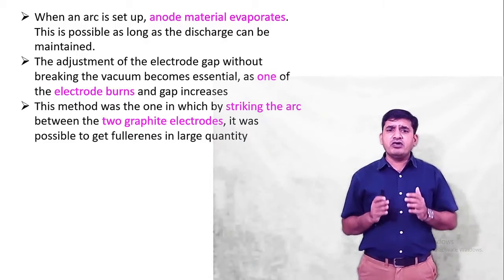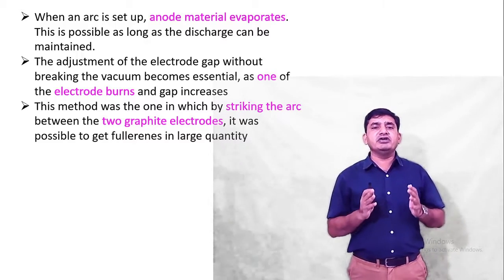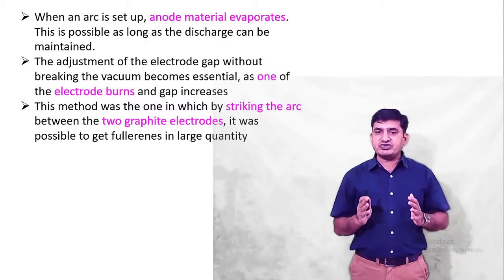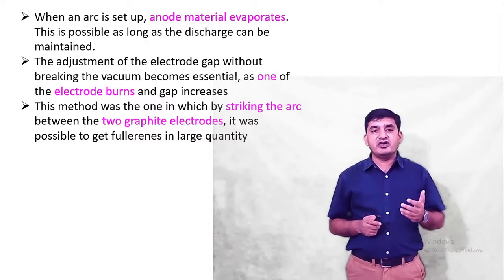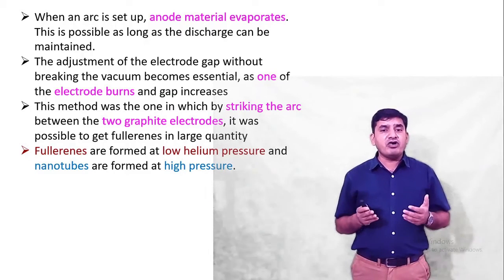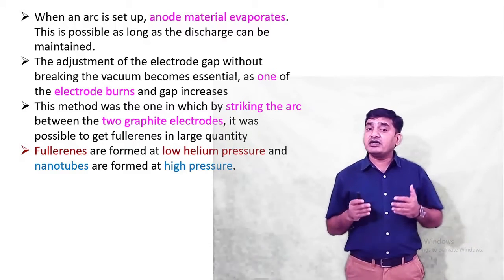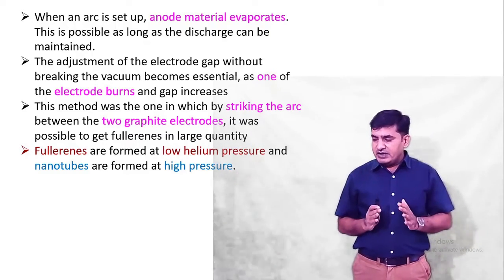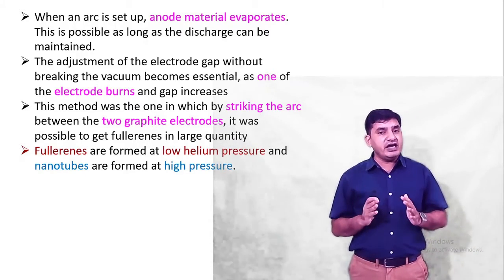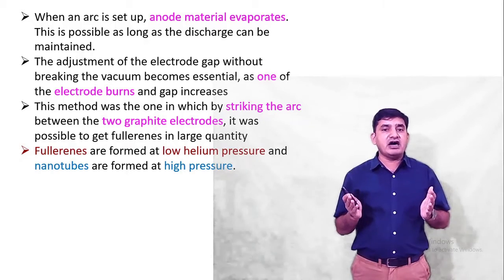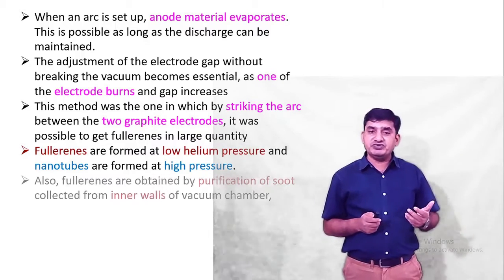This method was one in which, by striking the arc between the two graphite electrodes, it was possible to get fullerene in a large quantity. Fullerenes are formed at a low helium pressure and nanotubes are formed at a high pressure. That is, when the pressure inside the vacuum chamber is low, fullerenes are formed, and when the pressure is high, nanotubes can be produced.